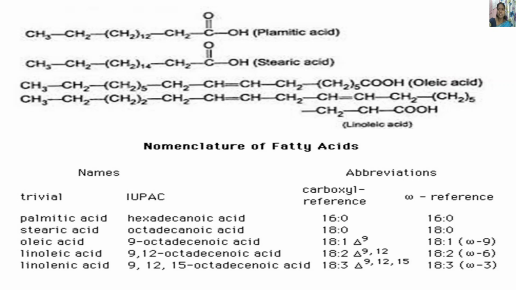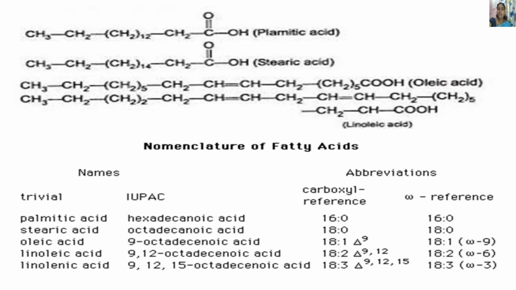I have given the example of palmitic acid. The trivial name is palmitic acid. The IUPAC name of this is hexadecanoic acid. That means first you have to count the number of carbon atoms. Here it is a 16 carbon fatty acid, 16:0, that is, there is no double bond. So here it is called hexadecanoic acid. And stearic acid is again a saturated fatty acid, octadecanoic acid, that is, an 18 carbon fatty acid, 18:0. The 0 represents the number of double bonds.